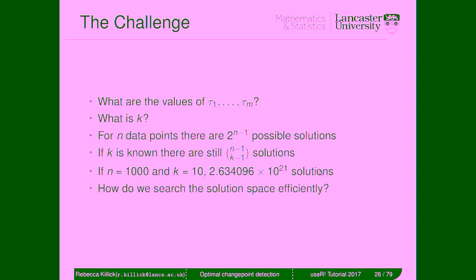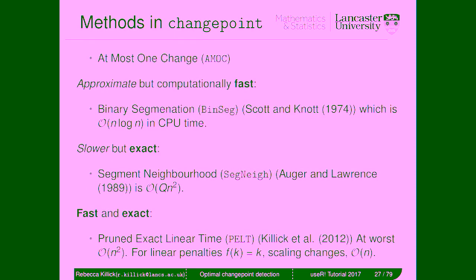Okay. So the main thing in the title of this is optimal change point detection algorithms, and so it's about how we can actually use different methods to solve that solution exactly, preferably, and very, very fast. So the methods that are available in the changepoint package, we've already seen the at most one change. If you want an approximate solution to that problem, but computationally fast, then you can use the binary segmentation, which is the binseg option. The earliest is in Scott and Knott in 1974, and this is order n log n in CPU time.